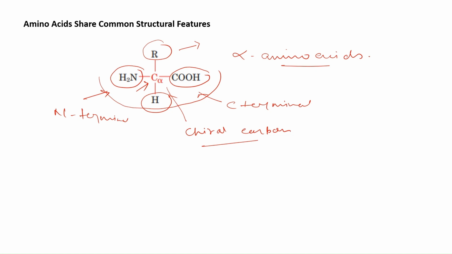So these are common structural features shared by all the amino acids. Amino acids will differ only in the R group. This R group is responsible for the solubility of amino acids in water. Depending upon what R group is present, it will affect the solubility of the amino acid in water. Whether the amino acid will be polar or non-polar, soluble or non-soluble in water, depends upon the R group present in a particular amino acid.